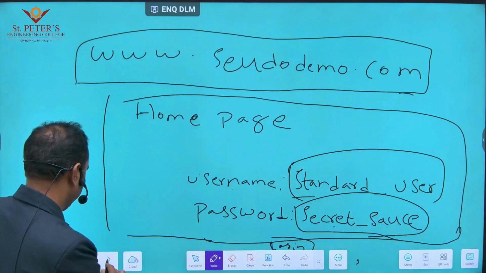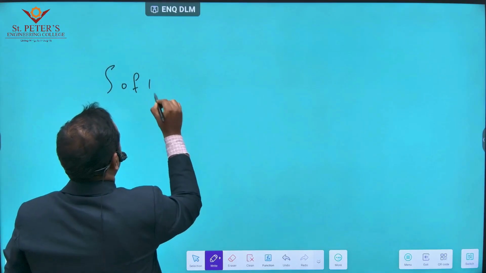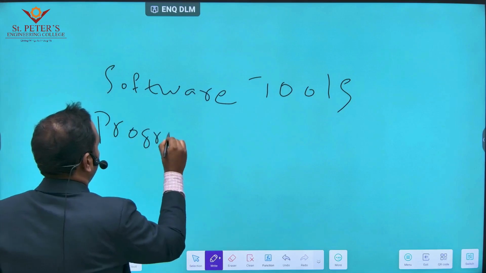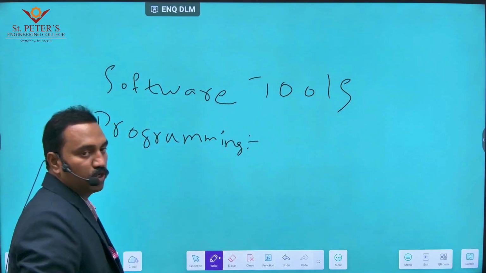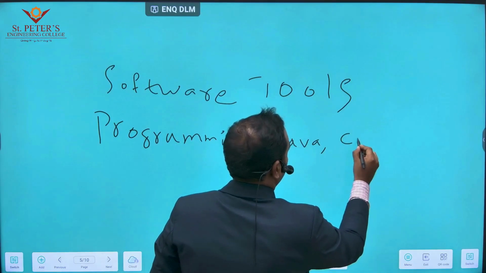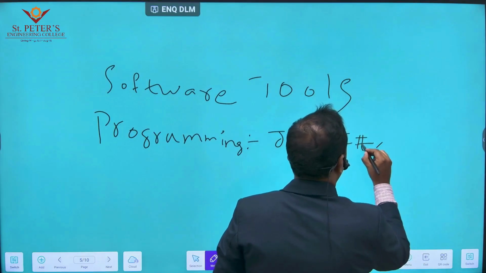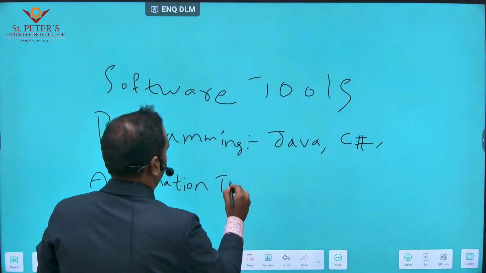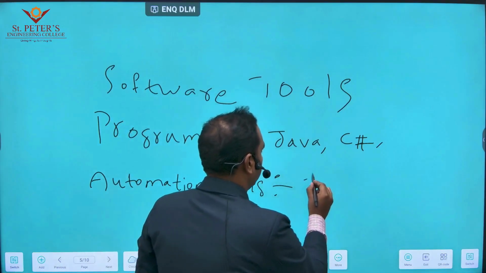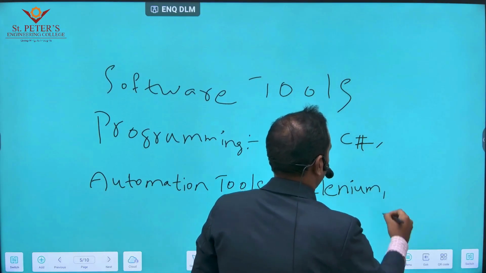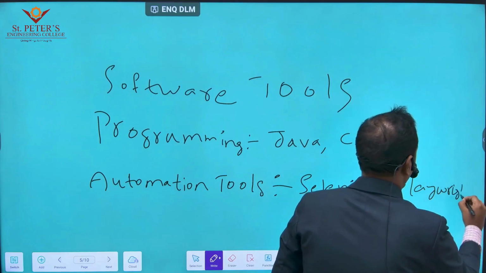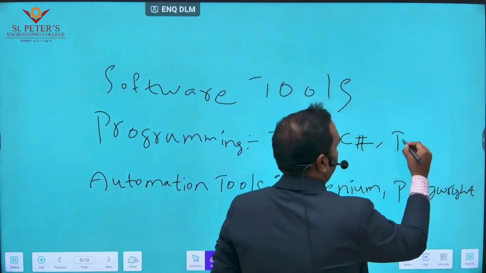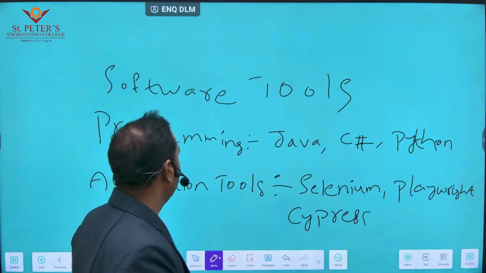So what do software tools mean? For example, programming languages like Java and C#, and other programming languages such as Python or R. Automation tools include Selenium, Playwright, and Cypress. More automation tools are there. So these are programming languages and tools.